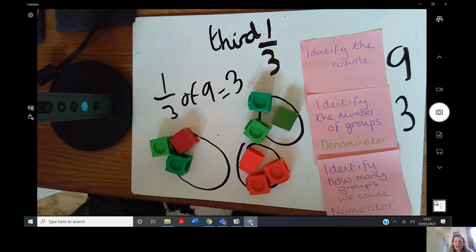We might, though, at a later time, be looking at 2/3 or 4/5. So this is why we need to look at and remember these steps.